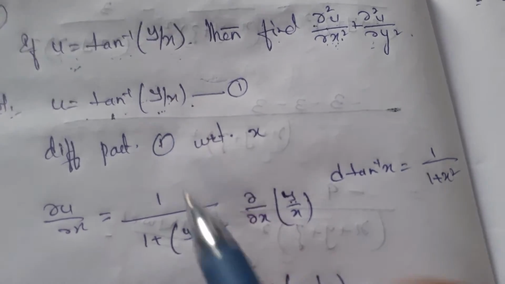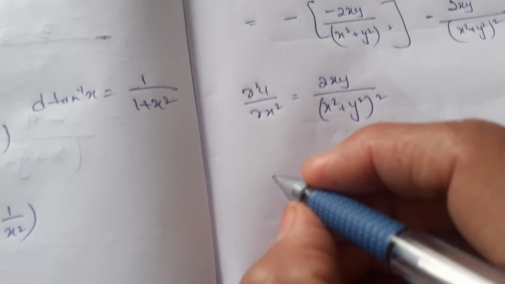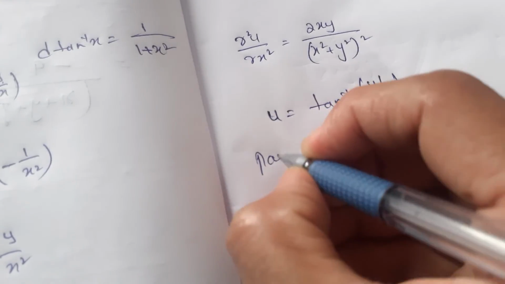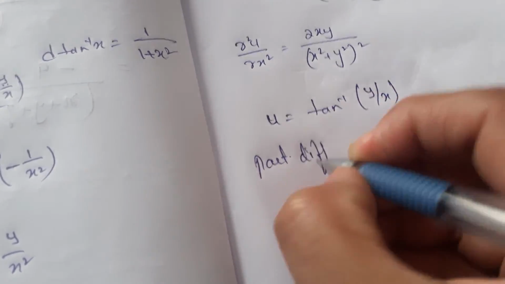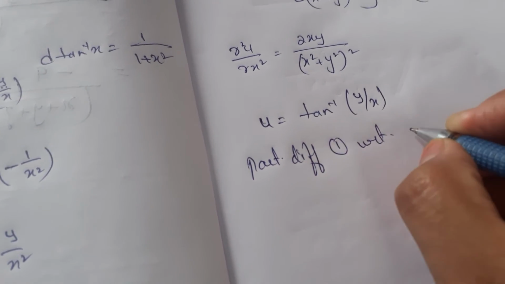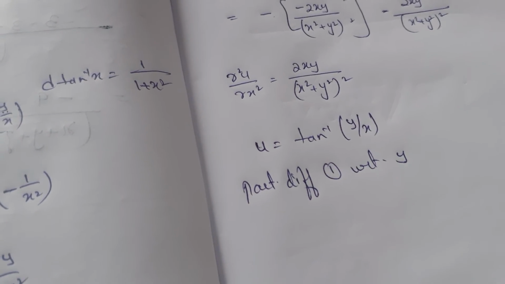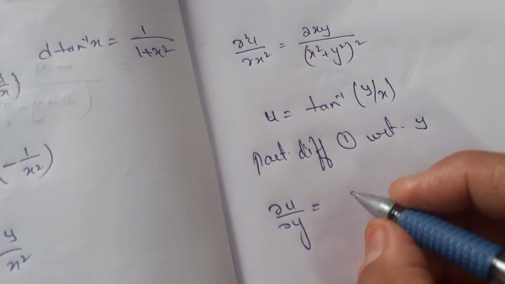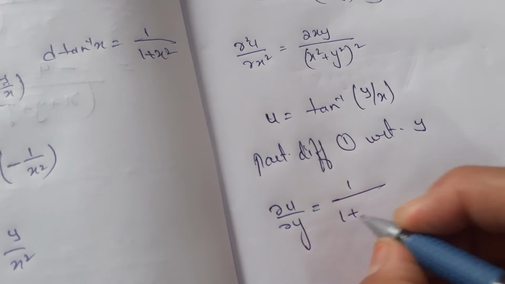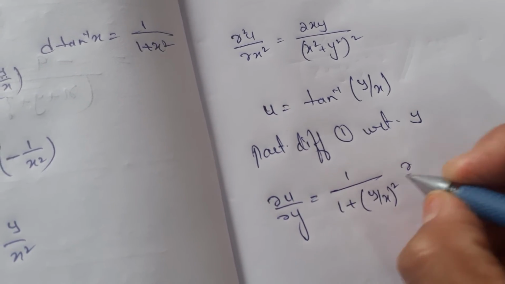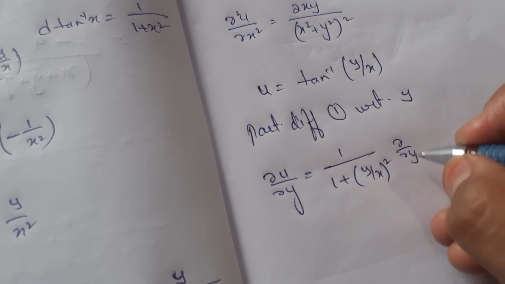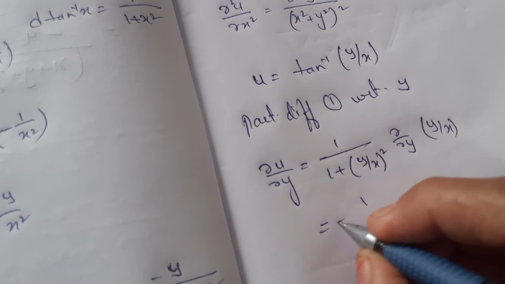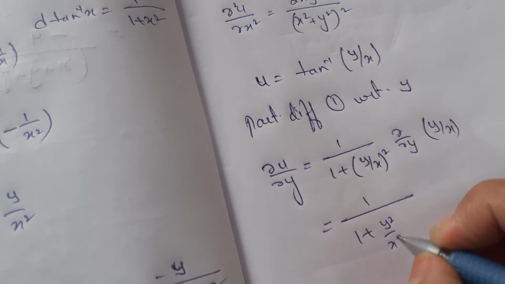that is our equation u is equal to tan inverse y by x, with respect to y 2 times. So u is equal to tan inverse y by x, partially differentiating 1 with respect to y. So what we have to do, dou u by dou y is equal to 1 by 1 plus (y by x) whole square, dou by dou y of y by x. So it will give you 1 by 1 plus y square by x square.